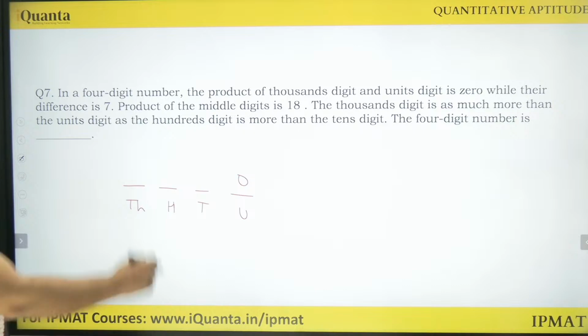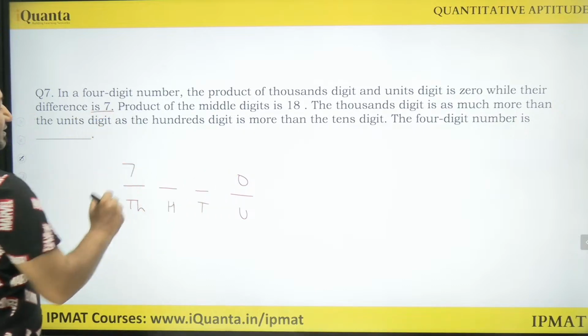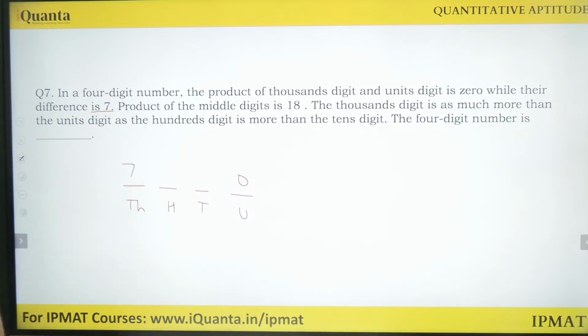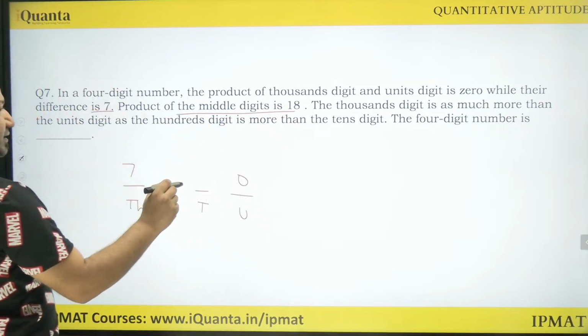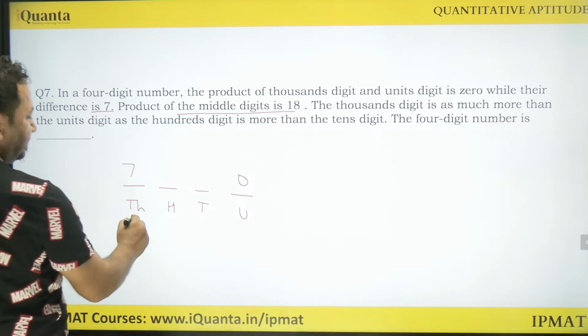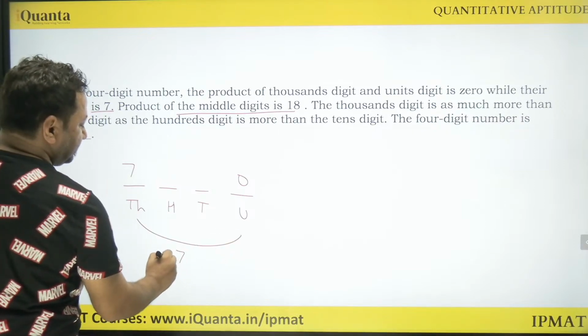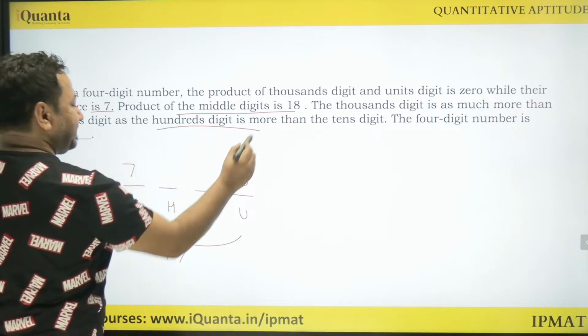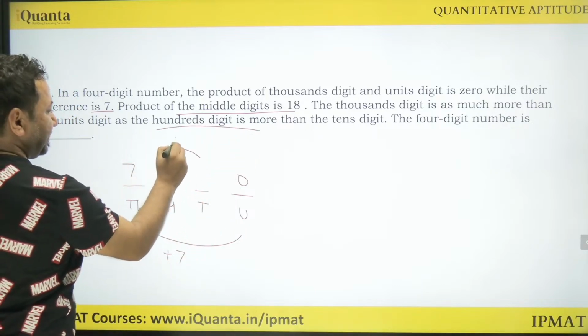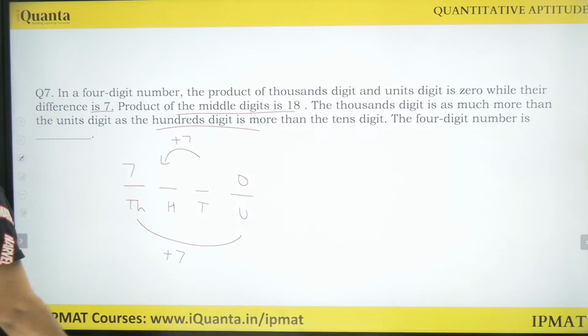While the difference is 7. So if this is 0, this will be 7. Difference is 7, product is 0. Product of middle digits is 18. The thousands digit is 7 more than the unit digit, as the hundreds digit is more than the tens digit. So here also we have plus 7. Cool. And product is 18.